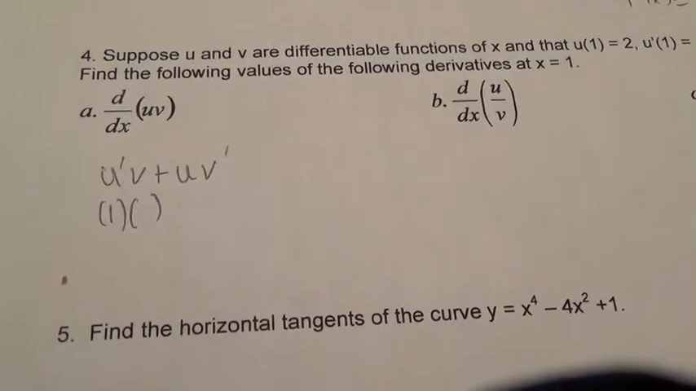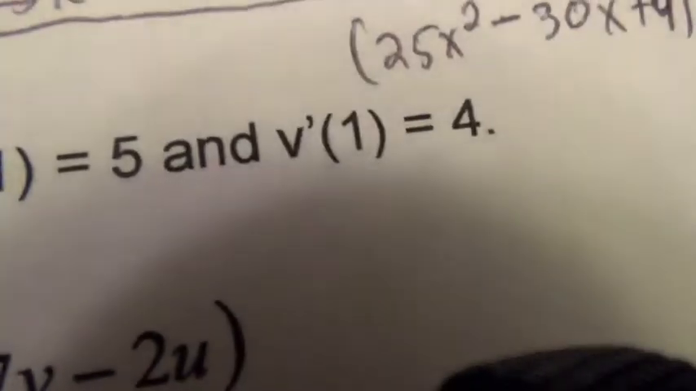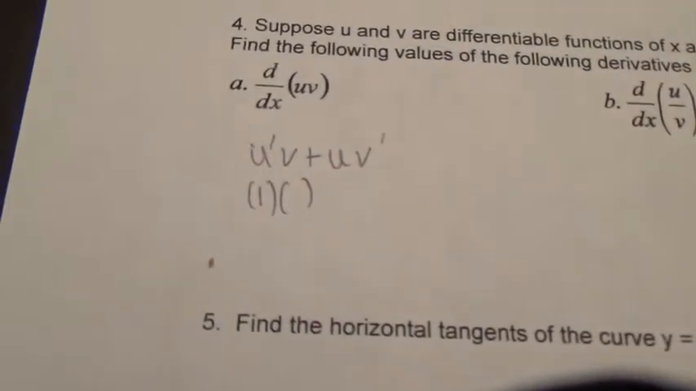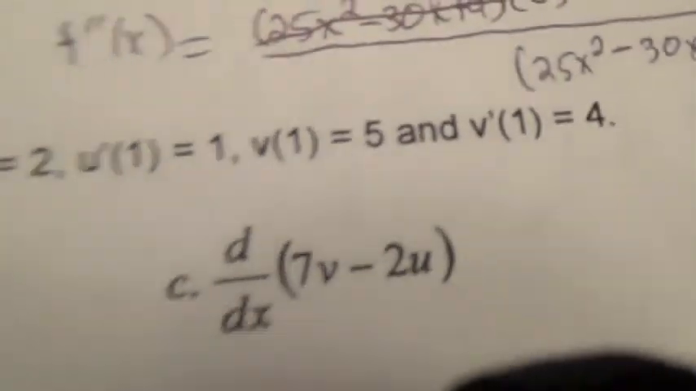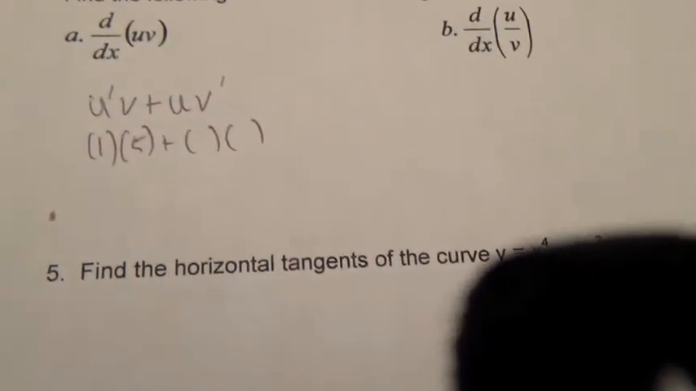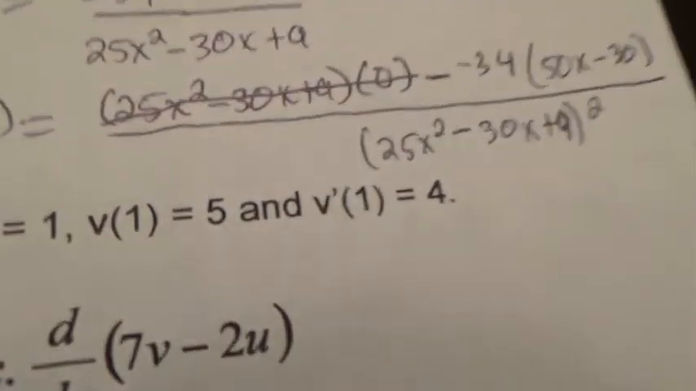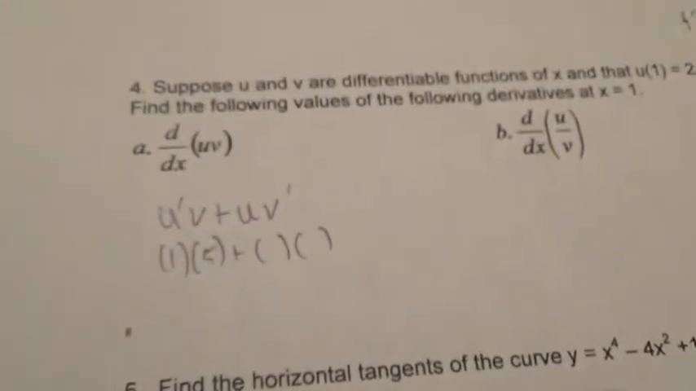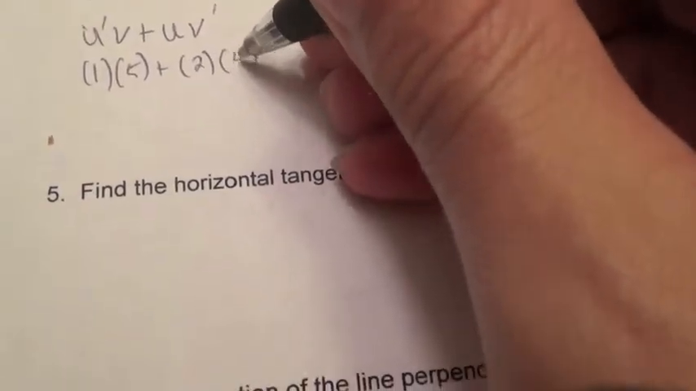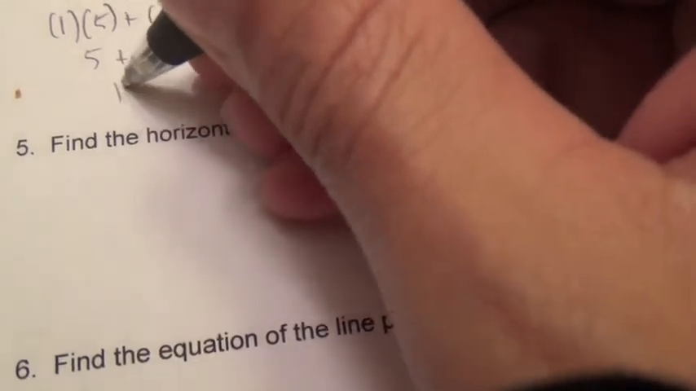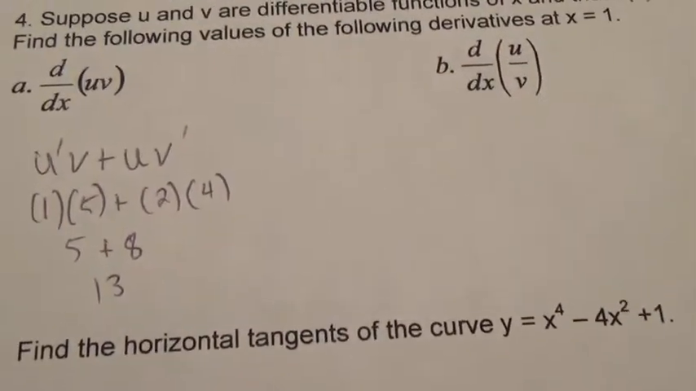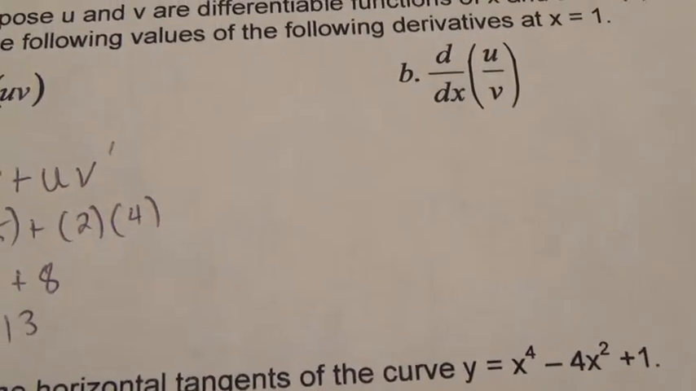You're going to find v of 1, since that's where we're doing it. V primed of 1, I'm sorry, what did I want? Confused myself. V of 1 is 5, so you're going to do times 5. And then times u, v primed, u 2, v primed 4. So 2 times 4. 5, 8. Our answer would be 13. Alright? Okay.